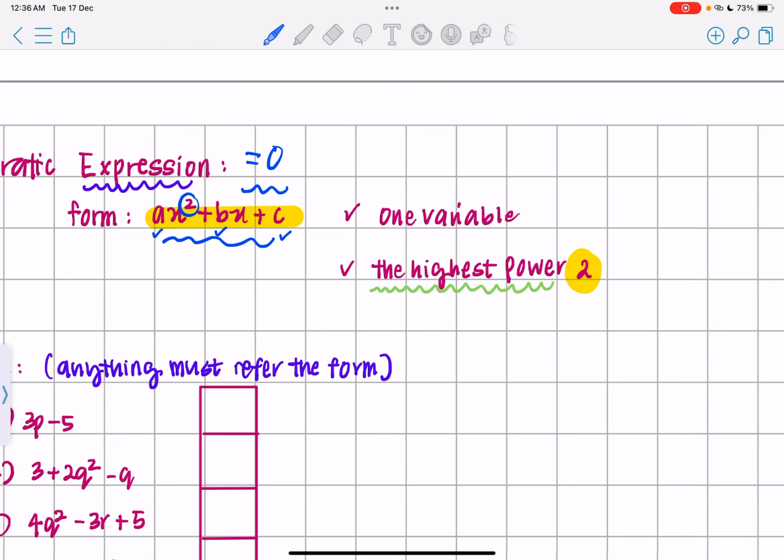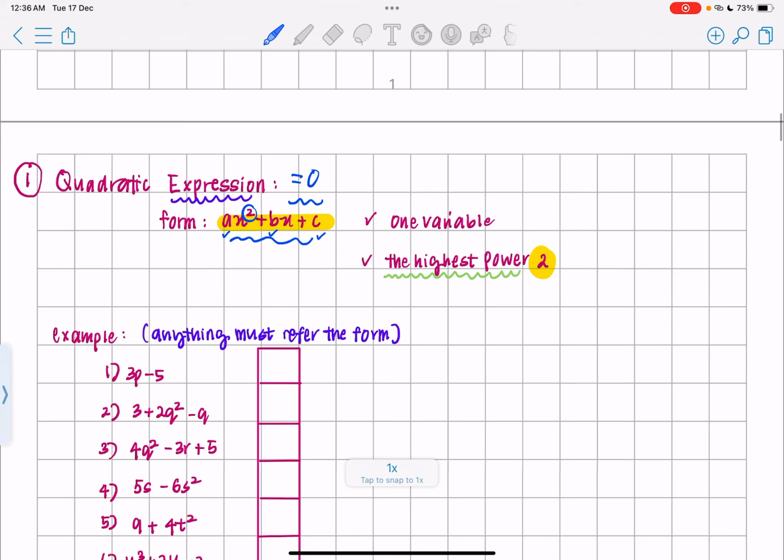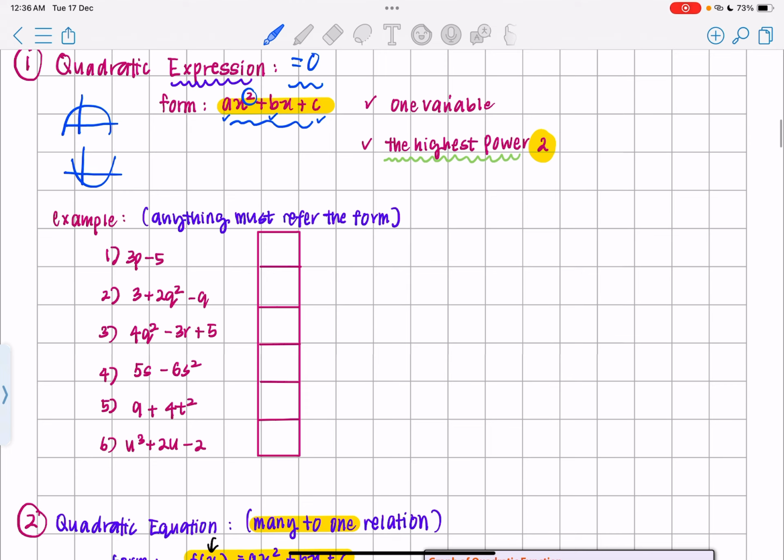Because what? Chapter 1 ni basically kita belajar pasal quadratic. Quadratic which mean you akan learn it will form either this shape of graph or this kind of graph. Dia basically sama je, bezanya it's smiley or it's sad. Okay, so first thing first, kita nak distinguish lah quadratic expression tu, is it right or is it wrong.